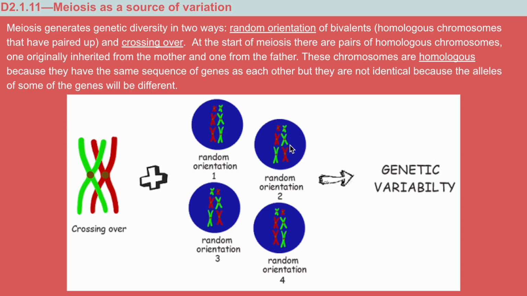Now this is only a set of 3 paired chromosomes. Remember that humans have 23 pairs of chromosomes. And so we're going to have a huge amount of genetic variability from that random orientation.